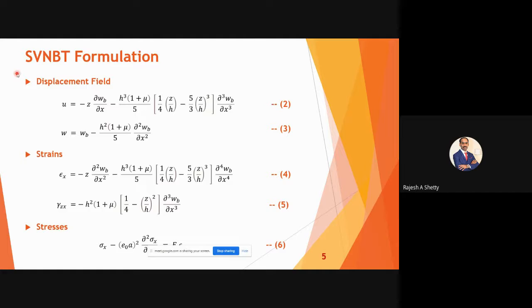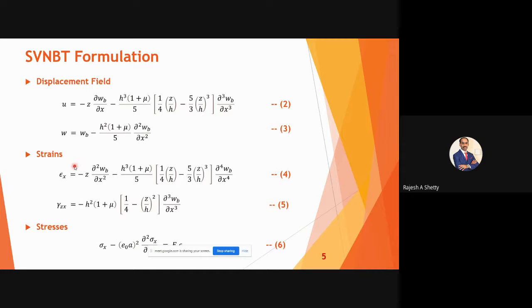Okay, here we have the single variable non-local beam theory, and this is the displacement field of the beam theory considered in this work. That is U is the in-plane or axial displacement, and W is the lateral displacement. And if you refer to the RHS of equations 2 and 3, we have only WB as an unknown. This is the unknown variable in the formulation of this beam theory. That is WB, here also WB. And if you refer to the lateral deflection, here also we have WB as an unknown. WB is the bending component.